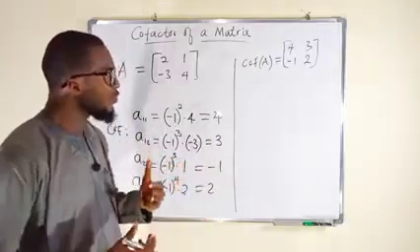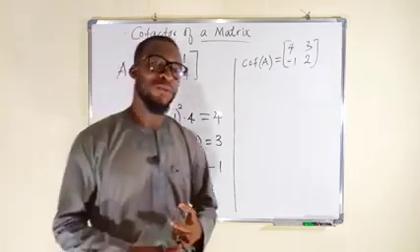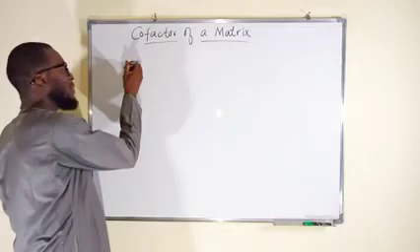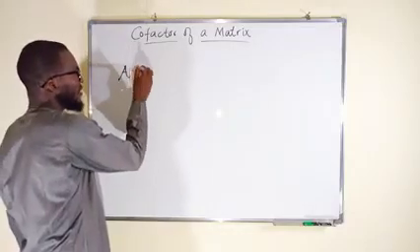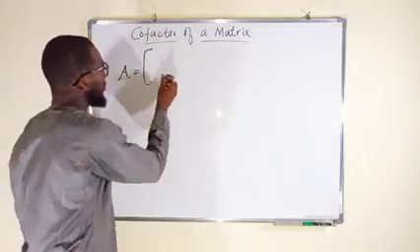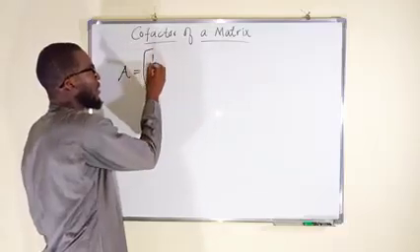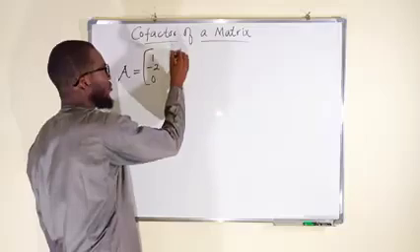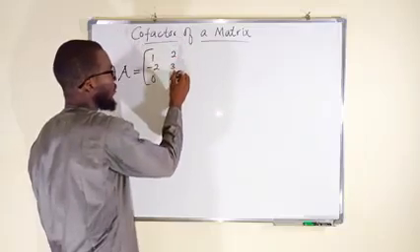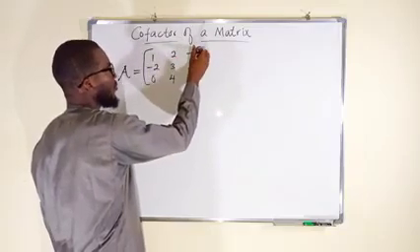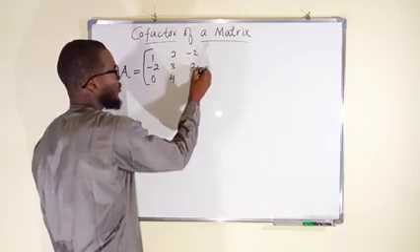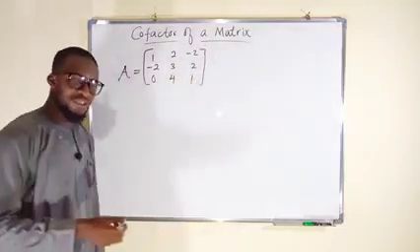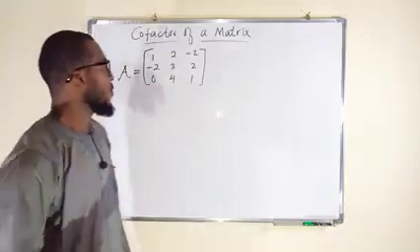Now let us look on to how to find the cofactor of 3 by 3 matrix. So first we have a matrix A. Again, let me use A. 3 by 3. We have 1, -2, 0. We have maybe 2, 3, 4. Maybe -2, 2, and 1. You can see this is 3 by 3 matrix. It has 3 rows and 3 columns.